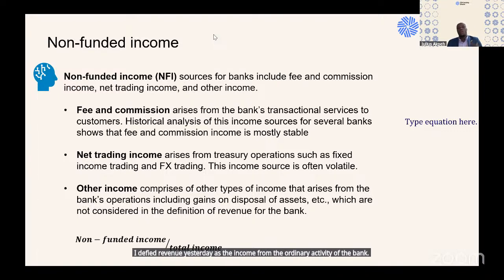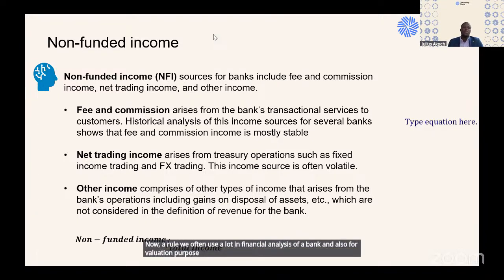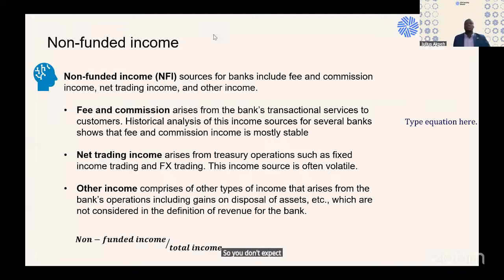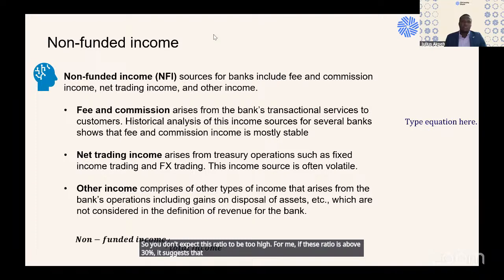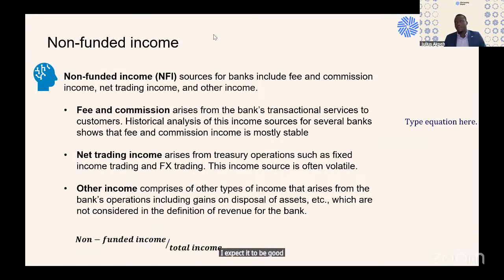Now, a ratio we often use a lot in financial analysis of a bank, and also for valuation purposes, is the non-funded income to total income ratio. You don't expect this ratio to be too high. For me, if this ratio is above 30%, it suggests that the bank's earnings are not of good quality. I expect it to be lower. Mostly you see it around 23%, 24%, 25% for most banks in the market. That's what you tend to see on the market.